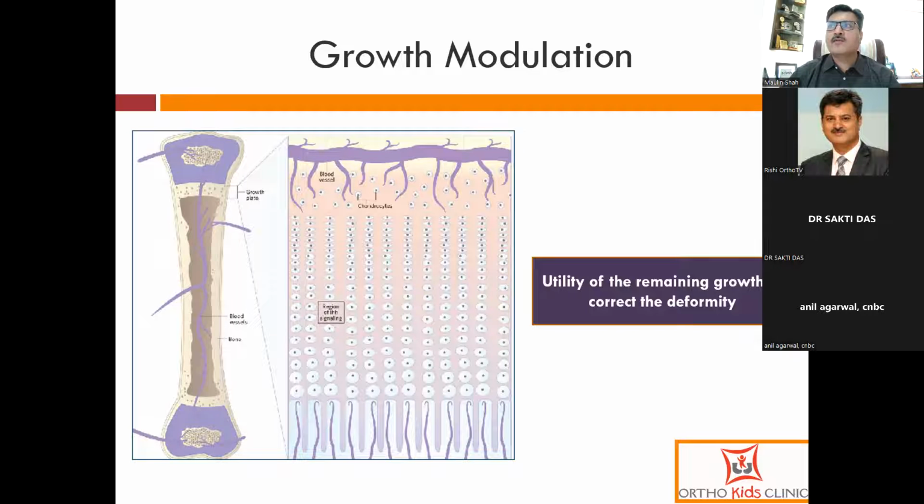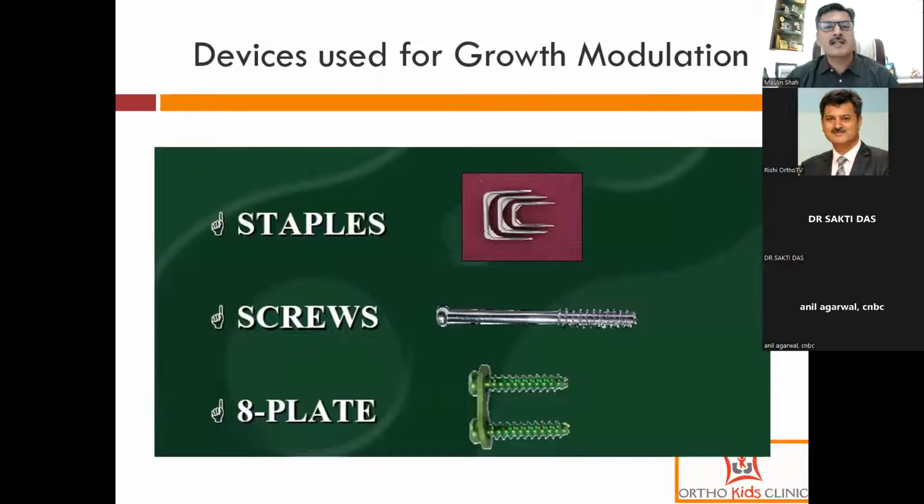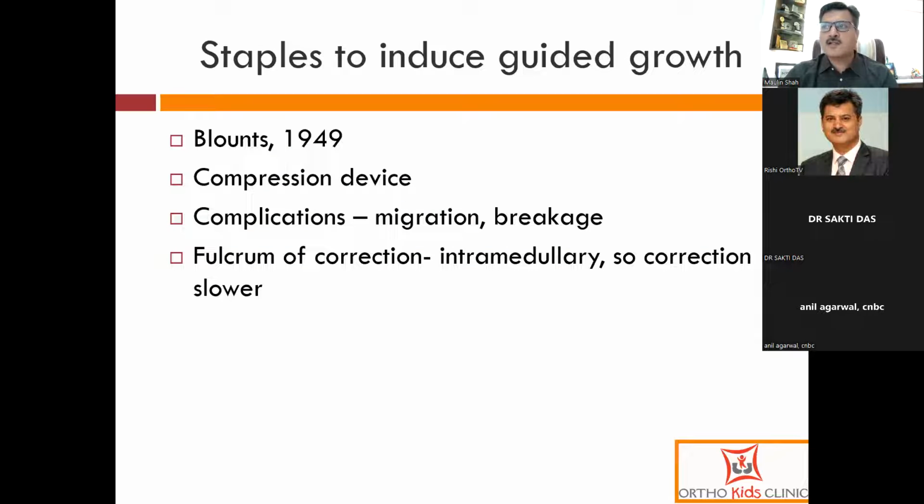Now, that was a historic way of doing growth modulation, but in the current era, there are 3 ways we can do growth modulation. The first and very popular method was the staple, putting a staple to induce hemiepiphysiodesis. Percutaneously placed screws are another way, and the tension band plates or 8 plate. These are the 3 methods. When we talk about staples, it was started by Blount in 1949.